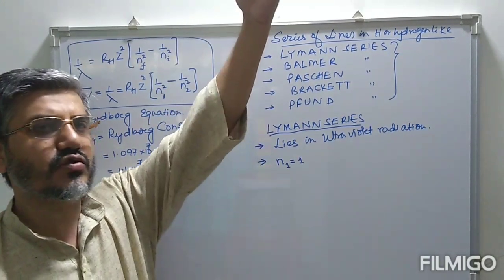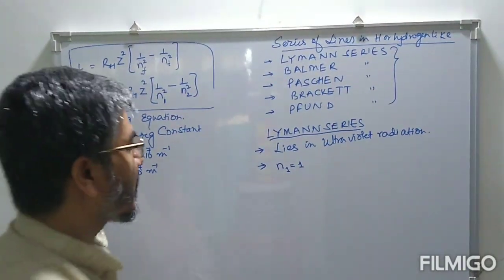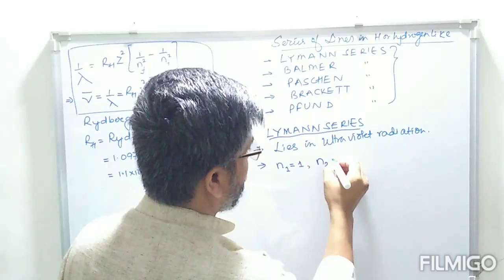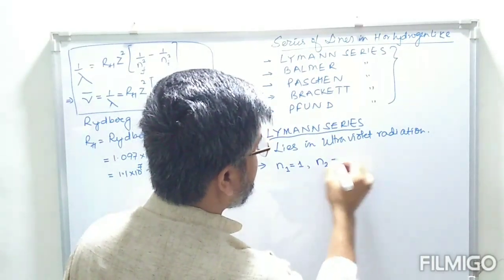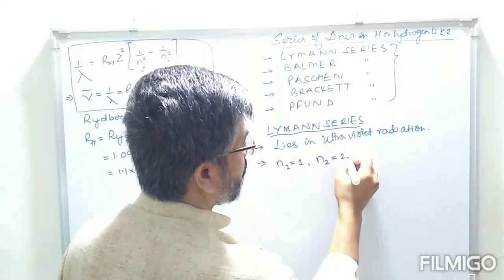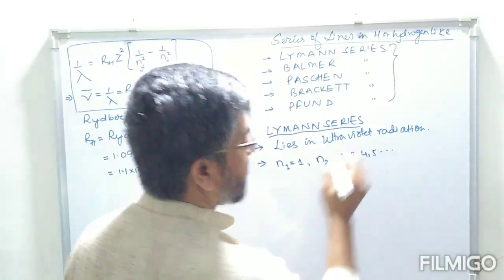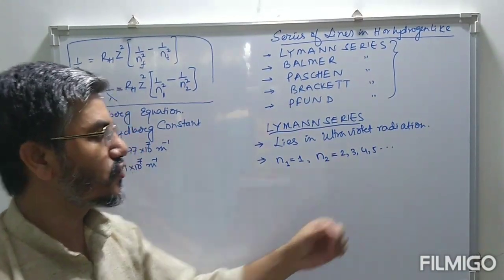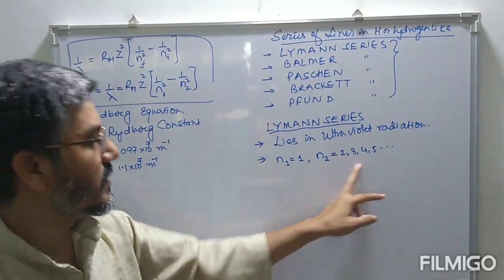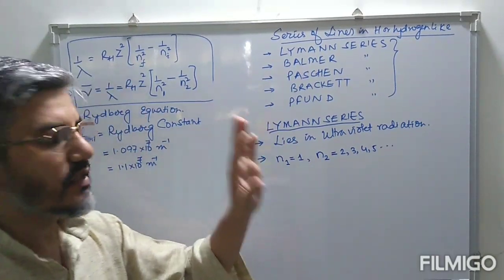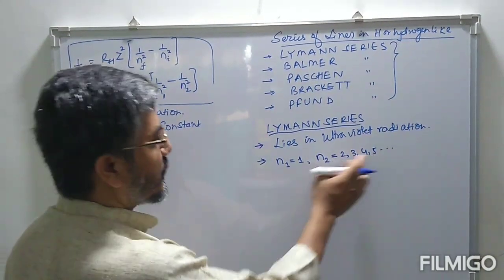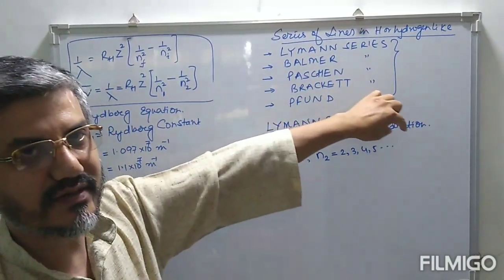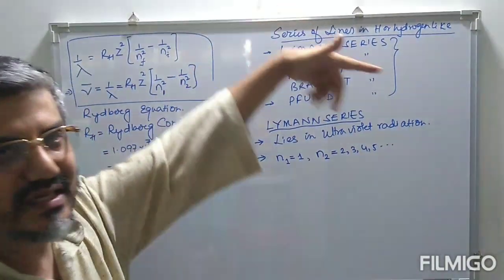So electron is always coming to the ground state from any excited level. So N1 equals 1, but the value of N2 may be any value greater than 1, that is 2, 3, 4, 5, etc. Electron is coming from N2 to 1, here 3 to 1, 4 to 1, 5 to 1. Whether this electron is coming from 5 to 1, 4 to 1, or 10 to 1, the frequency always falls in ultraviolet radiation, and hence this is all known as Lyman series.